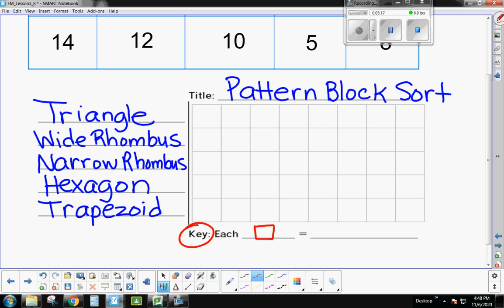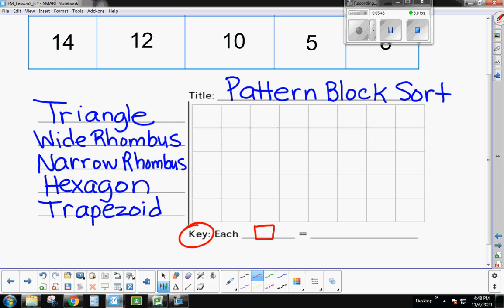There's always a key so that when you see different shapes on a map, you know what that shape represents. So each square is going to represent our shapes, but we got to decide what we want our scale to be. Just like with a bar graph, we had to decide, are we going to count by twos? Are we going to count by fives? Maybe by ones, by tens, by hundreds? We got to figure out what we're going to count by.